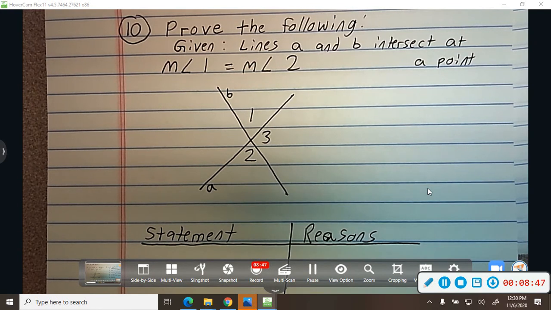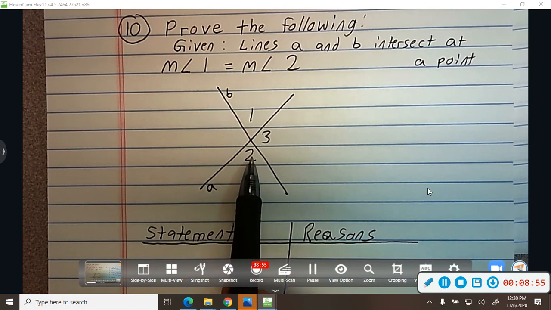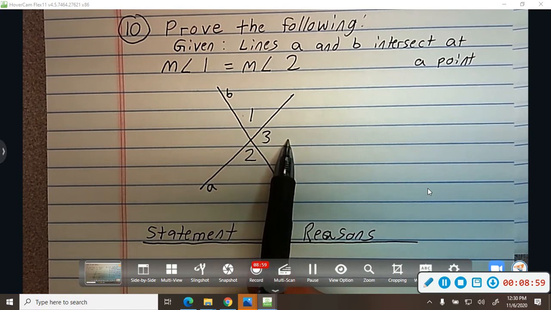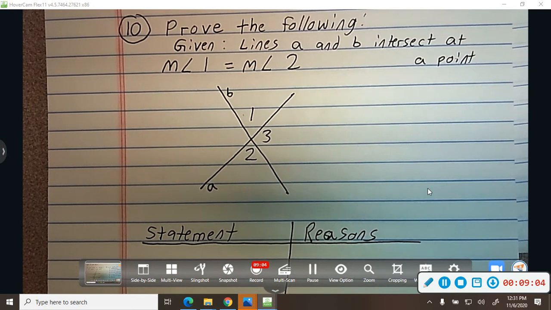Unfortunately, they want us to prove the vertical angles theorem. So we're going to prove it. So we can't just jump straight from 1 to 2. So we're going to do a different path. We're going to go 1 to 3, and then somehow make it 3 to 2, and then say that 1 and 2 are the same.